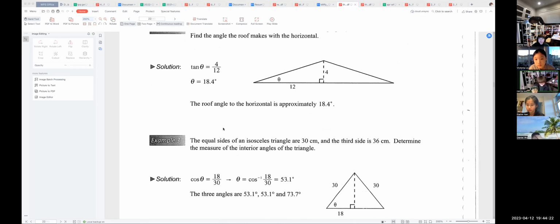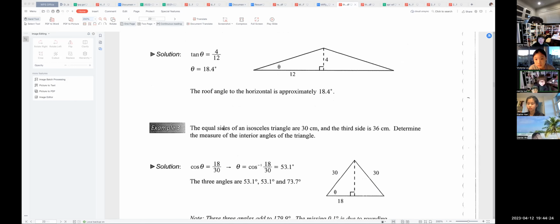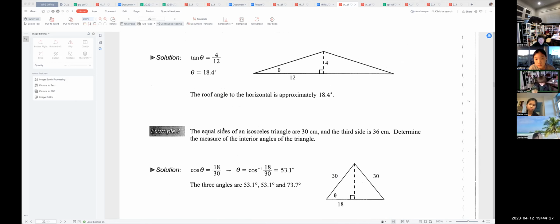Okay, so now let's take a look at this one. This one's easy. The equal sides of an isosceles triangle are 30 centimeters, and the third side is 36 centimeters. Determine the measure of the interior angles of the triangle. 你要知道这个 theta 等于多少？这很简单 because this is an isosceles triangle, and if I make a height, this height also cuts this side into half, right? And because it is a height, and this is a right triangle, so I know 30, 18.